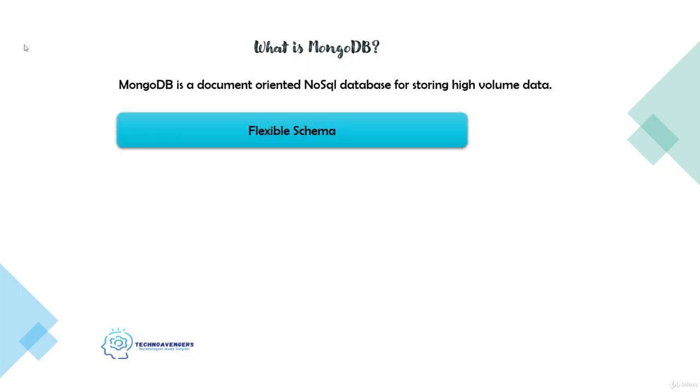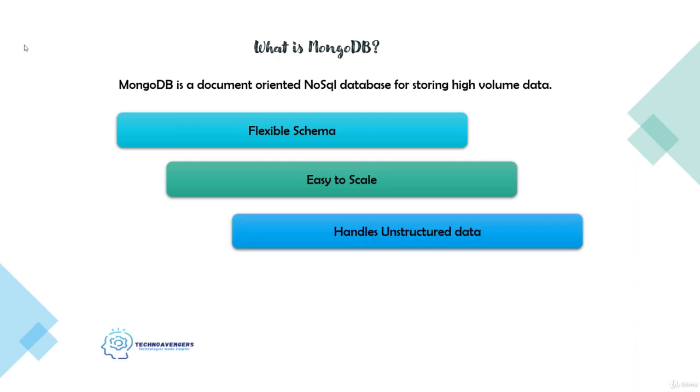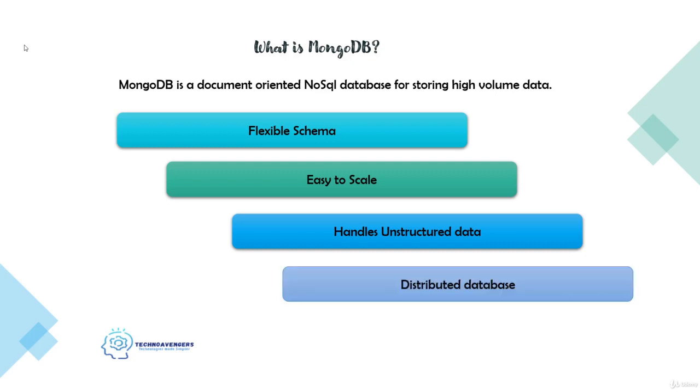So what are the features of MongoDB? First, the most important feature of MongoDB is its flexible schema. It's so flexible that you can accommodate any schema, and you can evolve the schema over time. We will see that as well. It's easy to scale because, as I told you, all the NoSQL databases are distributed databases, horizontally scalable. You can add any number of machines to hold more data. It can handle unstructured data since it is based on documents that are nothing but JSON documents, so it can handle unstructured data very beautifully. And the last one, as we already said, is that it is a distributed database.